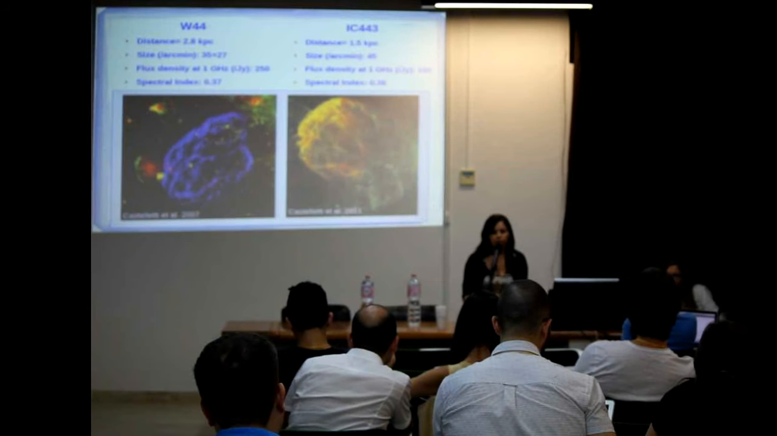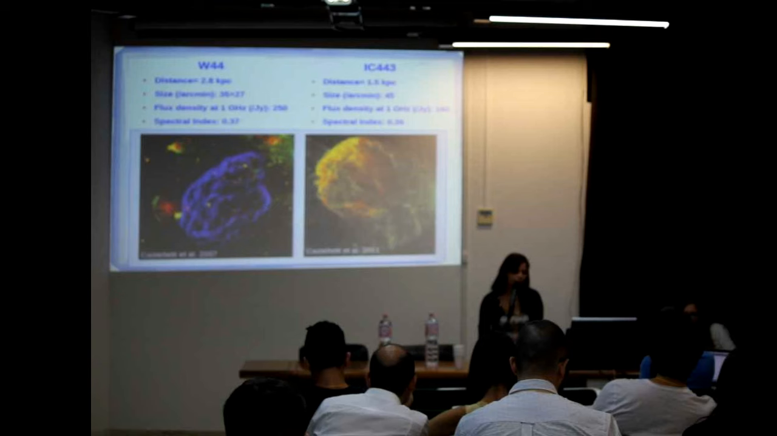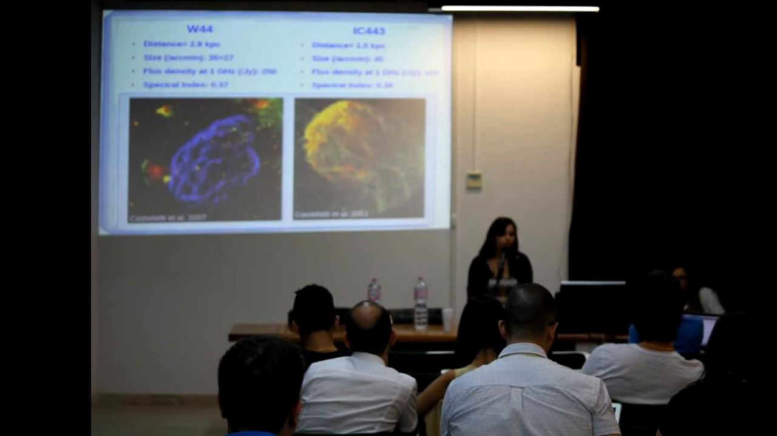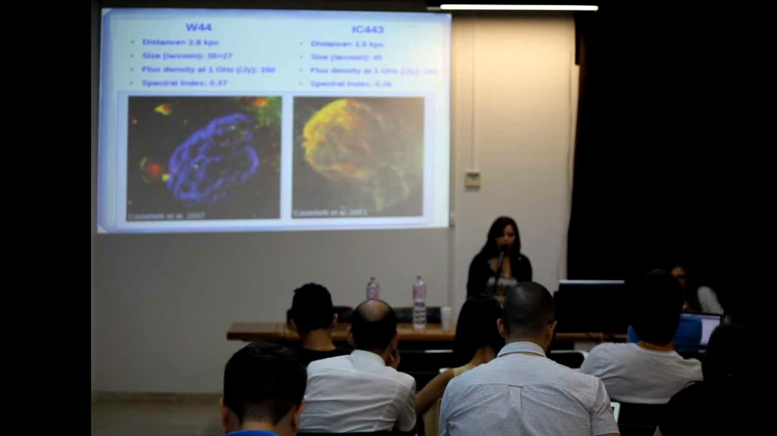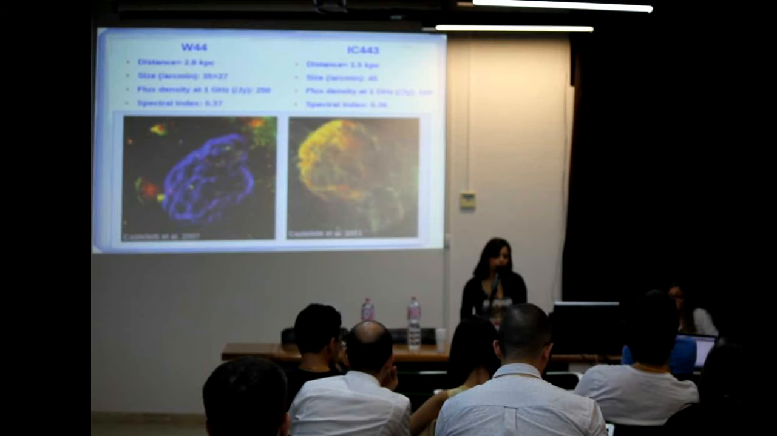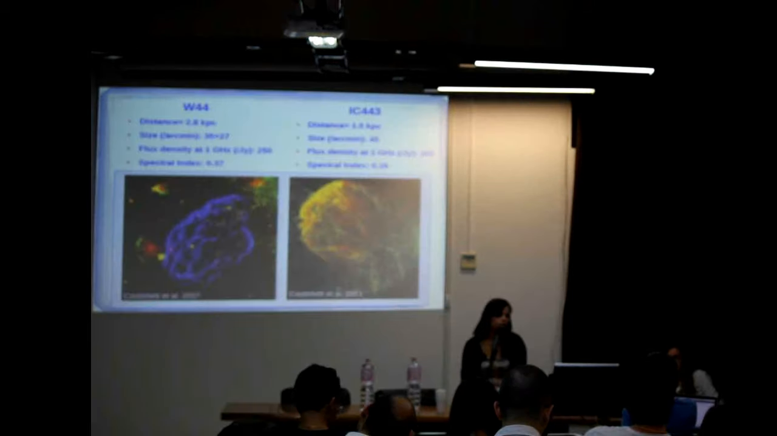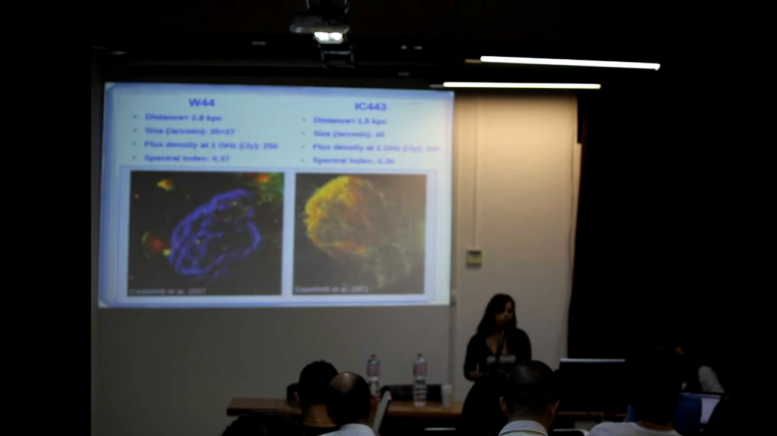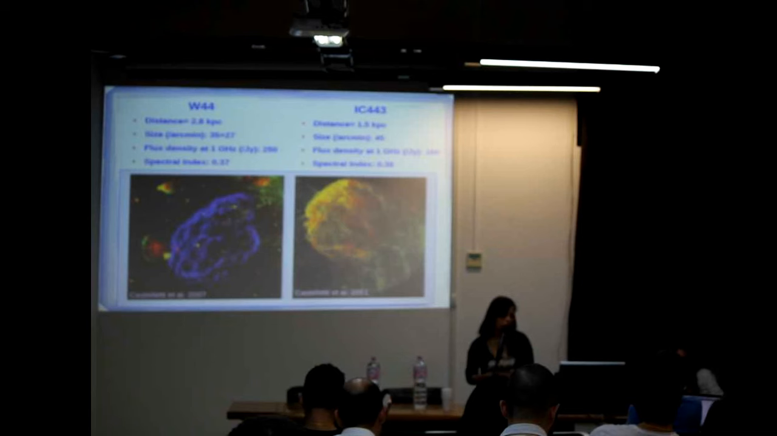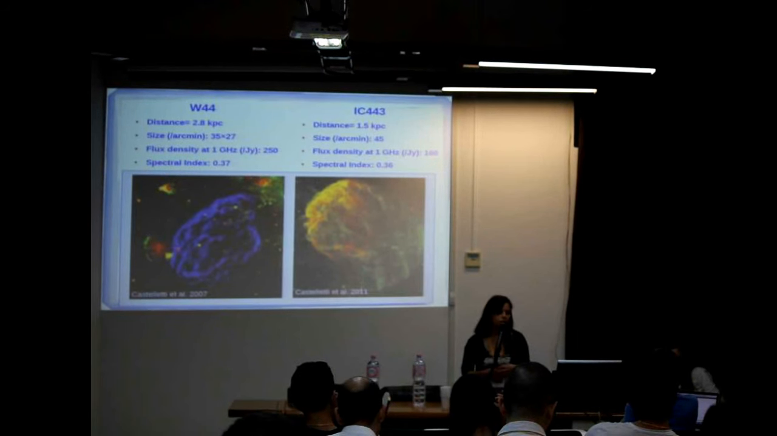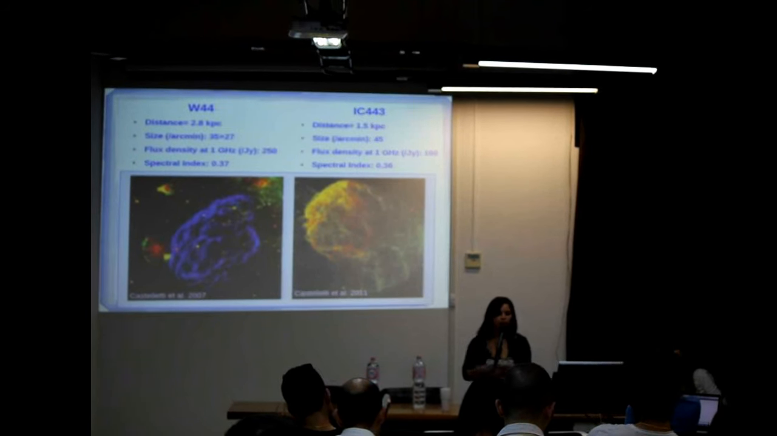W44 is a bright radio supernova remnant with an asymmetric morphology. It belongs to the mixed morphology remnants class, characterized by a highly filamentary radio shell and central thermal X-ray emission. It represents a rare case because it interacts with its parent molecular clouds complex. IC443 is one of the best studied galactic supernova remnants. It presents a large structure and shows evidence of interaction with both atomic and molecular clouds.